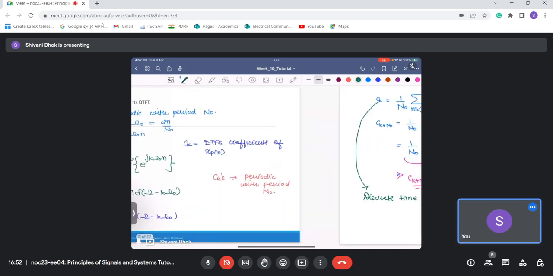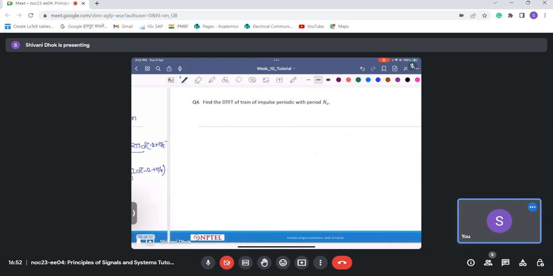Okay. If not, then let us go for the next question. Next we need to find the DTFT of a train of impulse periodic with period n naught. If you remember, the same thing was discussed for continuous time signals when we had done sampling of continuous time signals. This train of impulse is a very interesting thing that helps us in many ways. So why not look at the same thing when we are having a discrete time signal?